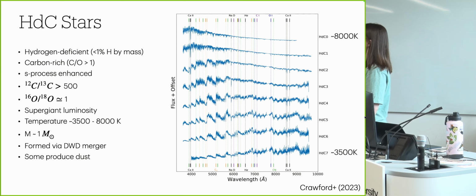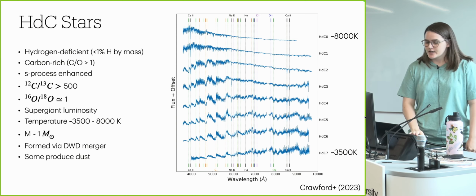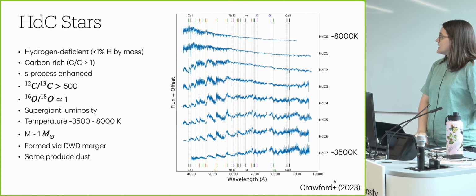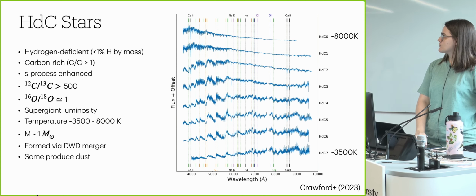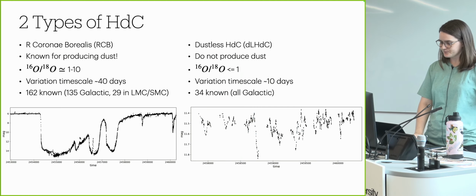You know, they're hydrogen deficient, as the name suggests, less than 1% hydrogen by mass, which is quite deficient. And they're also carbon rich, so their C over O is greater than 1. You can see they have these lovely spectra here, and all these other interesting properties over here. I'll go through most of them in detail, so don't worry if you can't read them all.